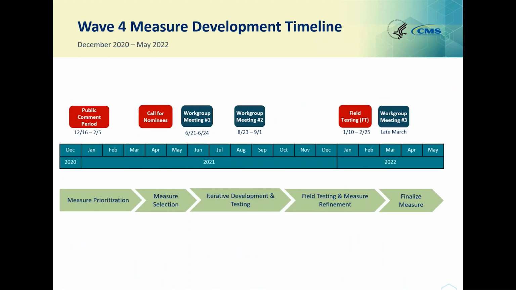This slide shows the timeline of each stage of development activities for the Wave 4 measures. The whole process spans about 18 months, starting with a public comment period for measure prioritization in December 2020. Since then, the work groups have met twice in June and August of 2021 to discuss the measure scope, service assignment, exclusions, and risk adjustment. After field testing, we'll share all the feedback about the draft measure specifications with the work groups to help finalize the measures. Next slide, please.